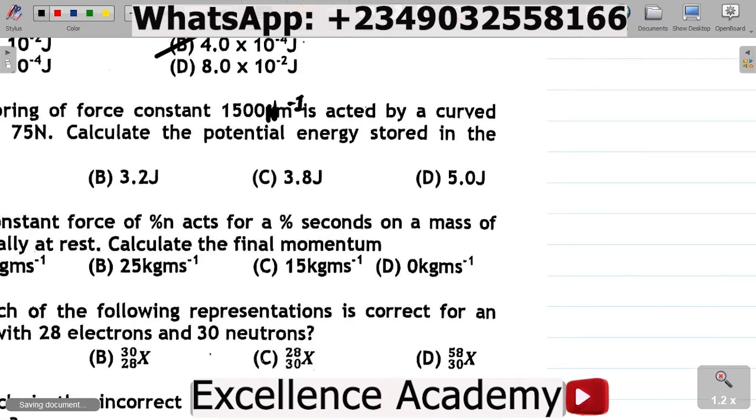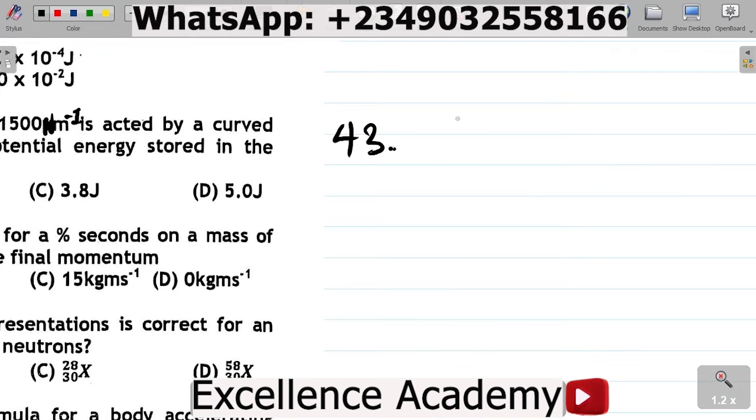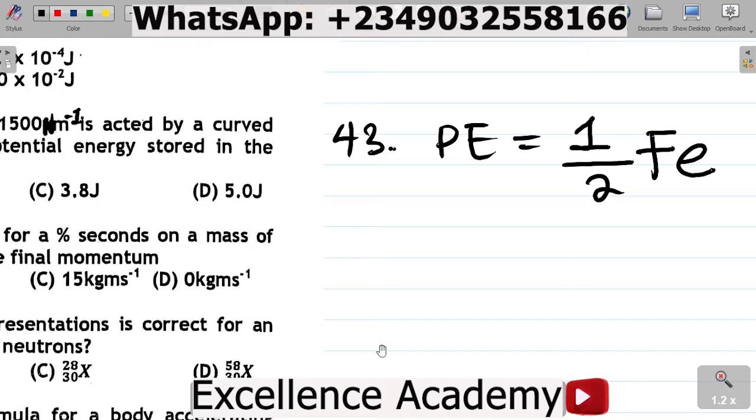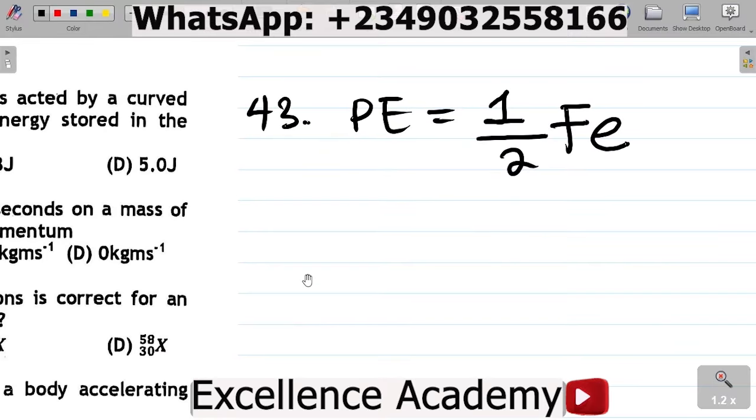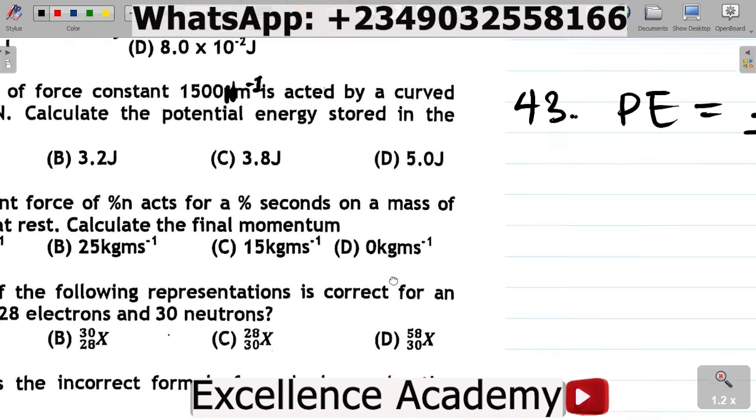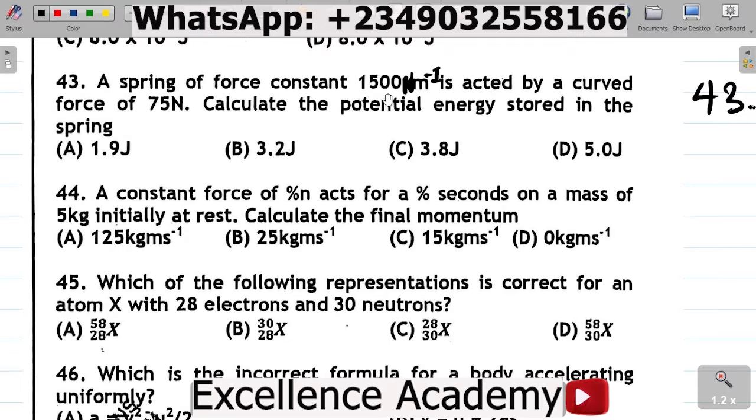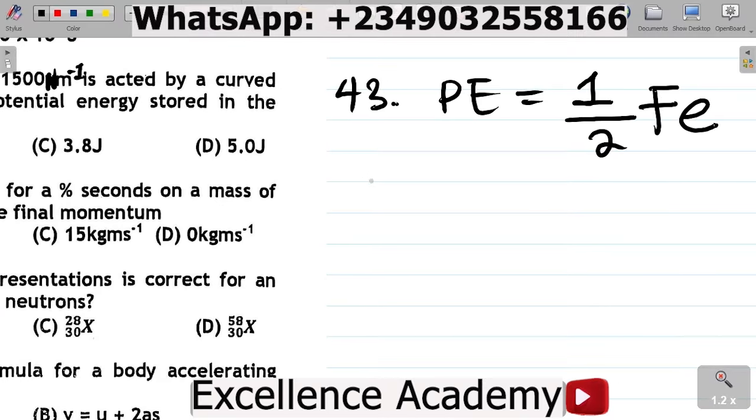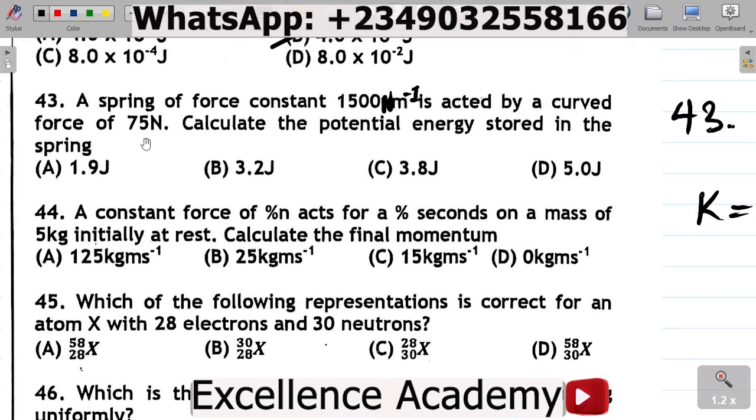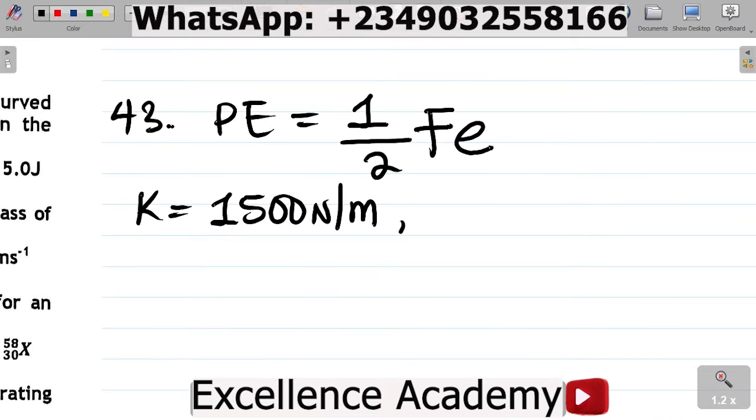So for 43, you want to note that the formula to calculate potential energy, PE, is simply equal to half times F, force, times E, extension. This is the formula to calculate the potential energy on a spring. Now, let's look at what we are given. We are given force constant 1500 Newton per meter. So K is equal to 1500 Newton per meter. They said by a force of 75 Newton. So F is equal to 75 Newton.